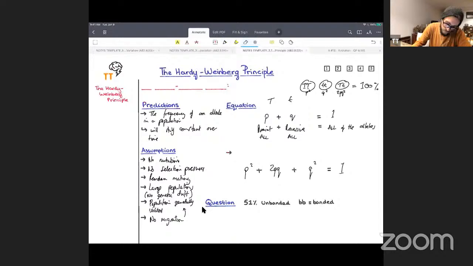So I just drew it out in this order. This is how you would normally draw it out, but it doesn't actually matter how you draw it out. p plus q equals one, p squared plus 2pq plus q squared equals one.